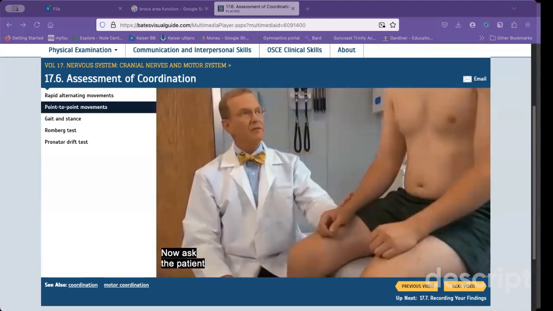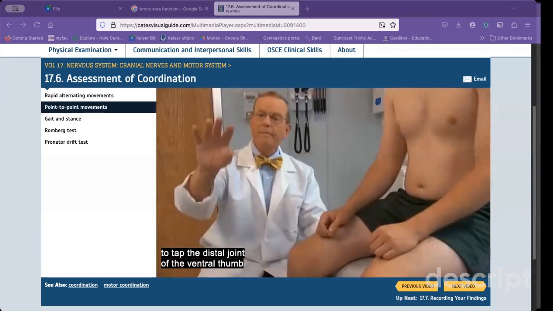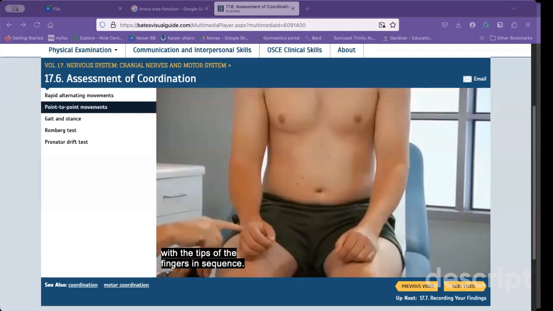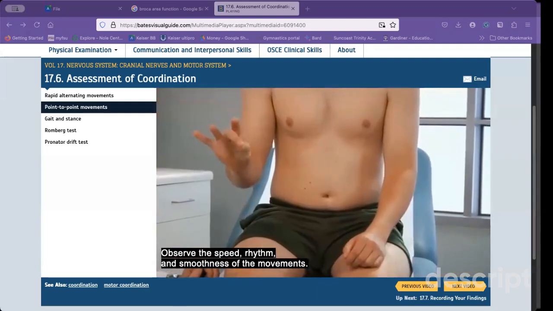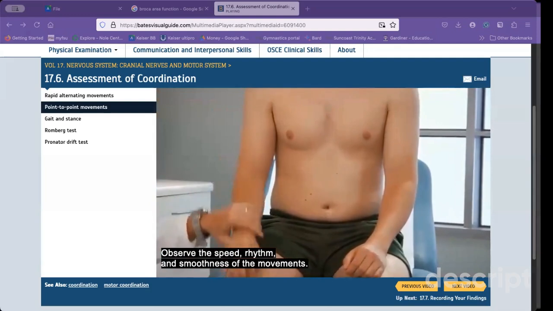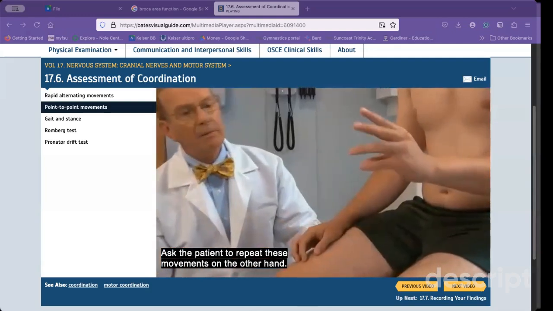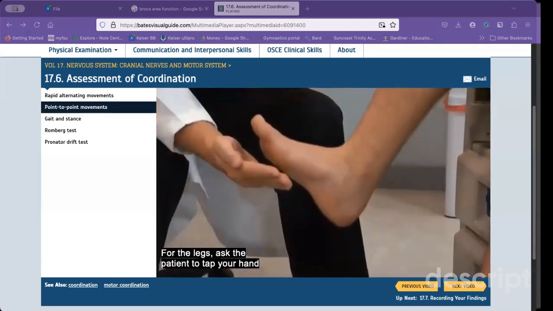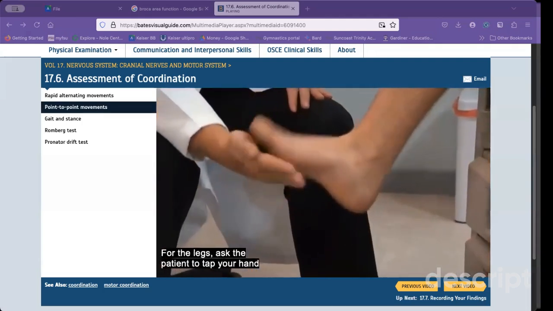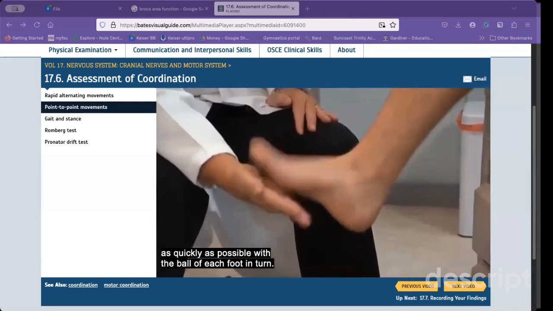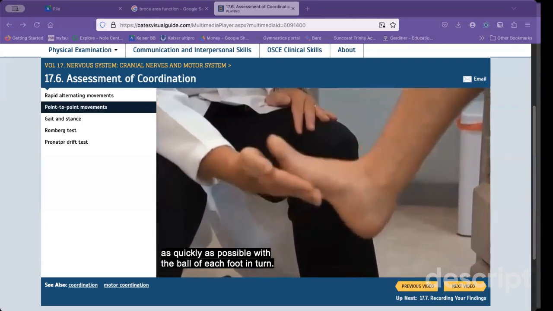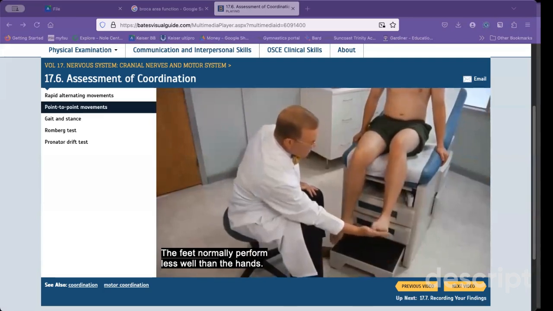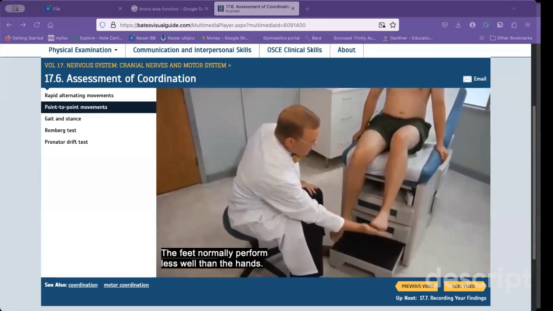Now ask the patient to tap the distal joint of the ventral thumb with the tips of the fingers in sequence. Observe the speed, rhythm, and smoothness of the movements. Ask the patient to repeat these movements on the other hand. For the legs, ask the patient to tap your hand as quickly as possible with the ball of each foot in turn. Note any slowness or awkwardness. The feet normally perform less well than the hands.